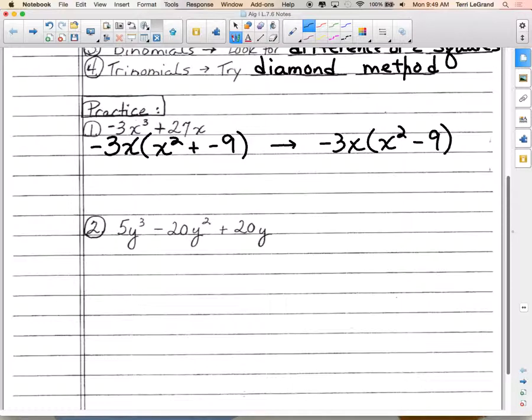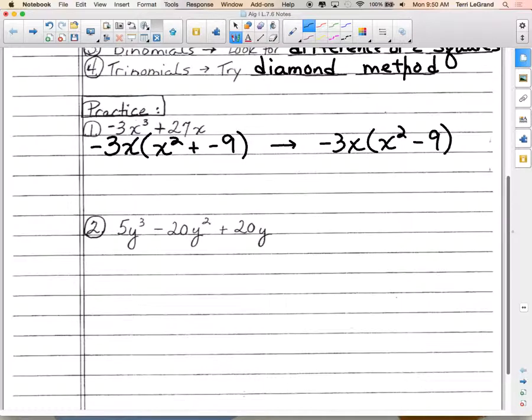X squared minus 9 is a what? Binomial with subtraction. It begins with a perfect square. Does it end with a perfect square? Yeah. Well then this is what special product? Difference of 2 squares. So that means it's factorable, isn't it?